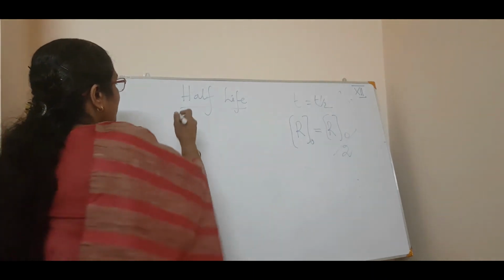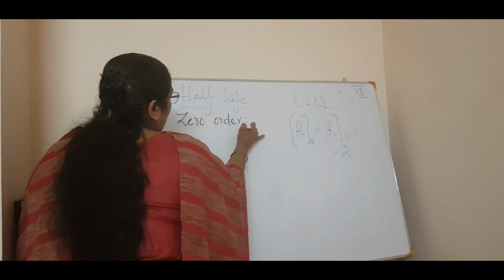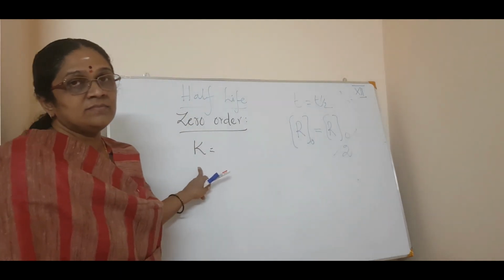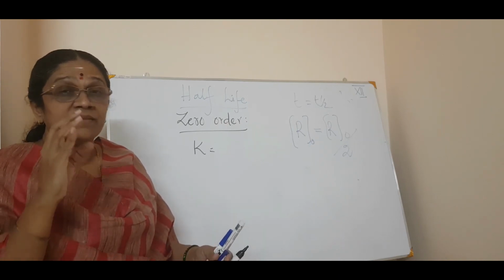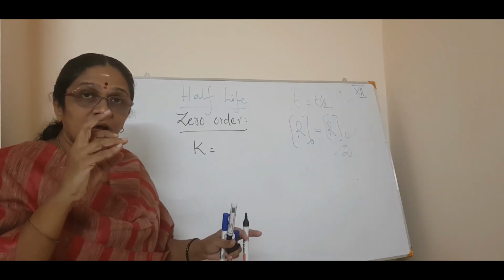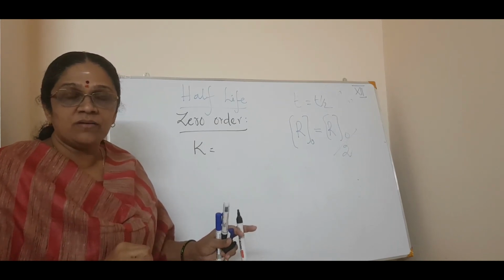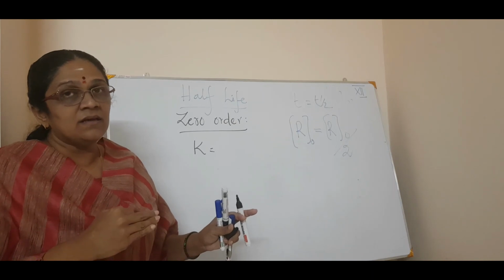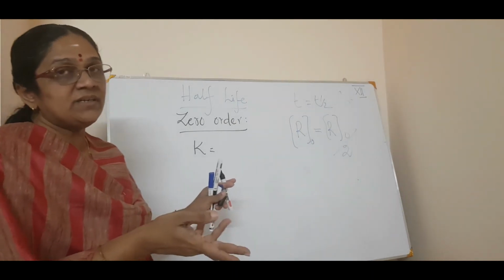Correct? Now for a zero order, listen, what is the equation for the rate constant? I will tell you. We have to be thorough with these formulas: the rate constant for zero order and first order, the half-life of zero order and first order, and the unit of rate constants for zero, first and second order. That's it. The temperature portion is omitted.